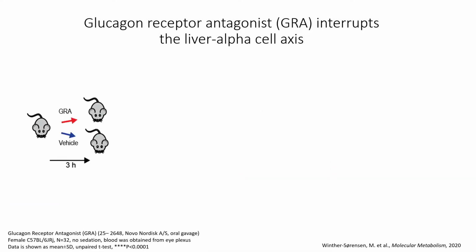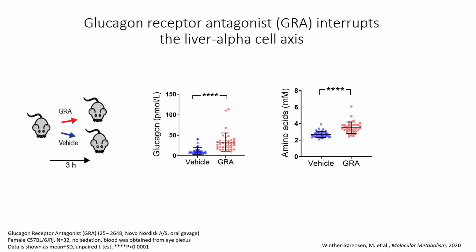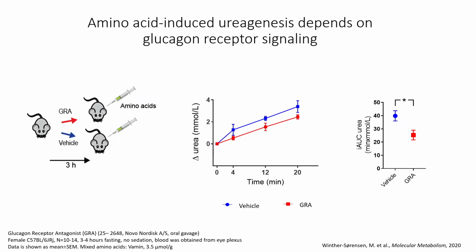In a more acute setting, we treated mice with a glucagon receptor antagonist for 3 hours. And after 3 hours, these mice had elevated levels of glucagon and amino acids, demonstrating disruption of the liver alpha cell axis. The mice were subjected to an amino acid challenge, and we measured plasma levels of urea as a marker for amino acid catabolism. And as you can see, the mice treated with the glucagon receptor antagonist produced less urea in response to amino acids compared to the control mice.